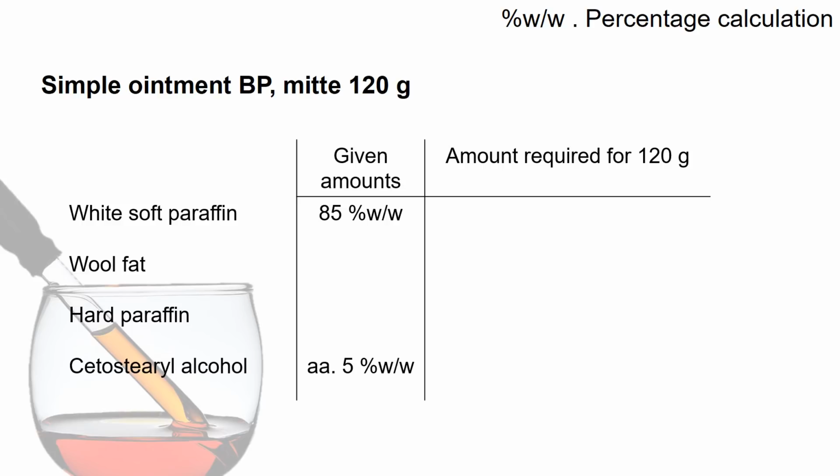So given this formula where you have 85% weight in weight for white soft paraffin, and the rest of the ingredients are each 5% weight in weight, this is more straightforward. You just need to take the total of the percentage and multiply it with the amount needed. So with that, you have 102 grams for white soft paraffin, and for the rest, I'm sure that you have no problem using the same equation to calculate the amount needed.